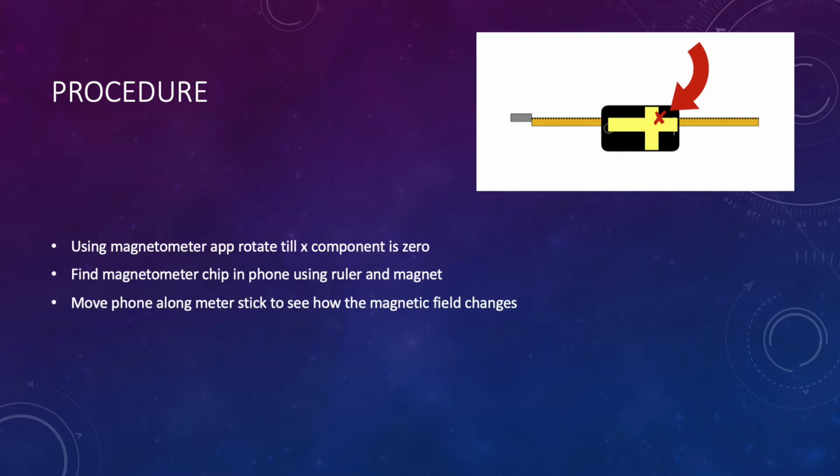Then, we need to find the magnetometer chip in the phone by moving the phone to the maximal x component and minimal y component with the phone in both orientations. The magnetometer chip would then be where the phone is marked with an x in the diagram. Following this, we can do the experiment to find the magnetic field at different distances from the magnet on axis.